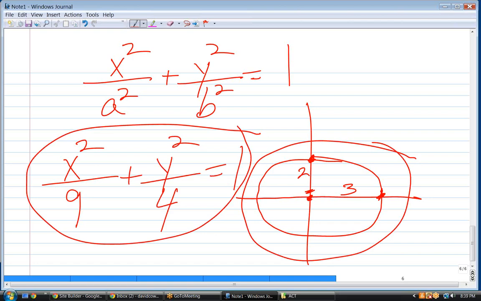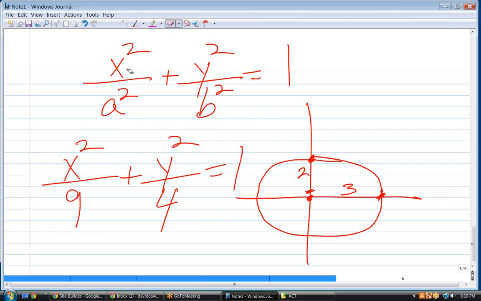And the same reasoning goes. If there is a point on the circumference of the ellipse, whatever the coordinates of that point are has to fit that equation. In other words, if I said, is the point 10, 10 on that ellipse? Well, the answer is obviously no, because 10 squared is 100 over 9 plus 100 over 4. That does not equal 1. So the point 10, 10 could not be on that ellipse.